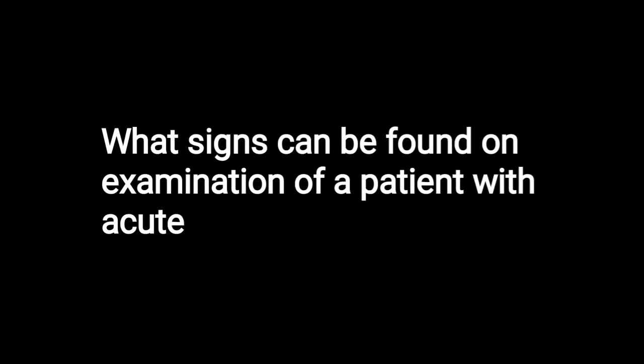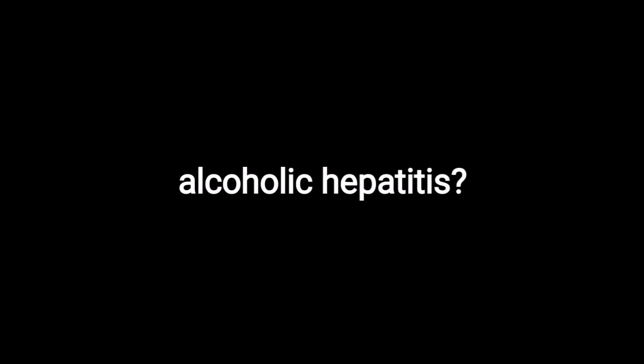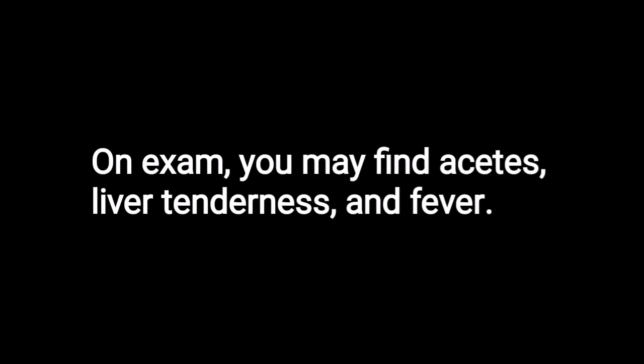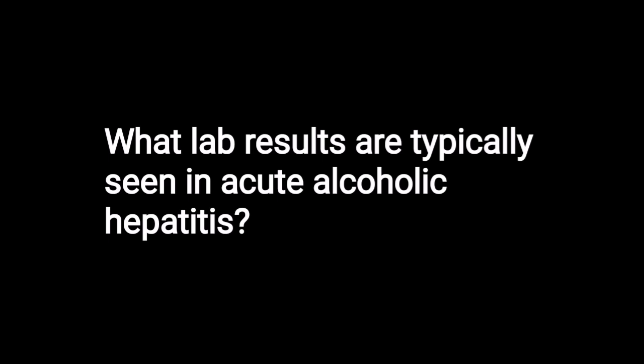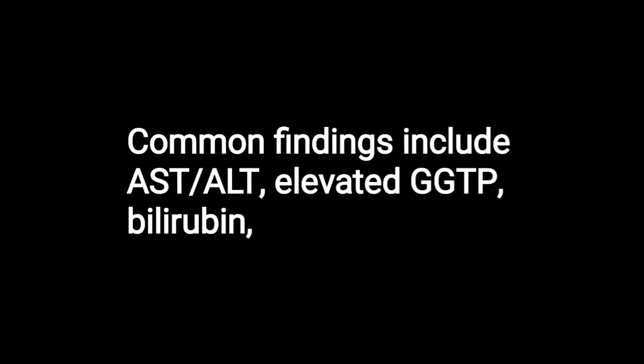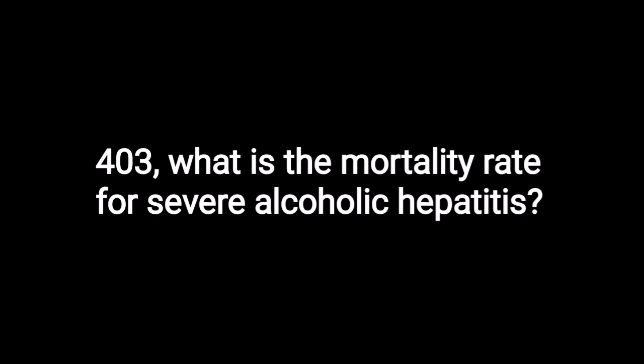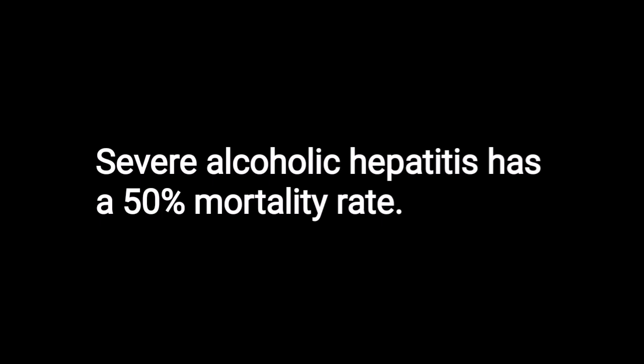401. What signs can be found on examination of a patient with acute alcoholic hepatitis? On exam, you may find ascites, liver tenderness, and fever. 402. What lab results are typically seen in acute alcoholic hepatitis? Common findings include elevated AST greater than ALT, elevated GGTP, bilirubin, INR, and PT. 403. What is the mortality rate for severe alcoholic hepatitis? Severe alcoholic hepatitis has a 50% mortality rate.